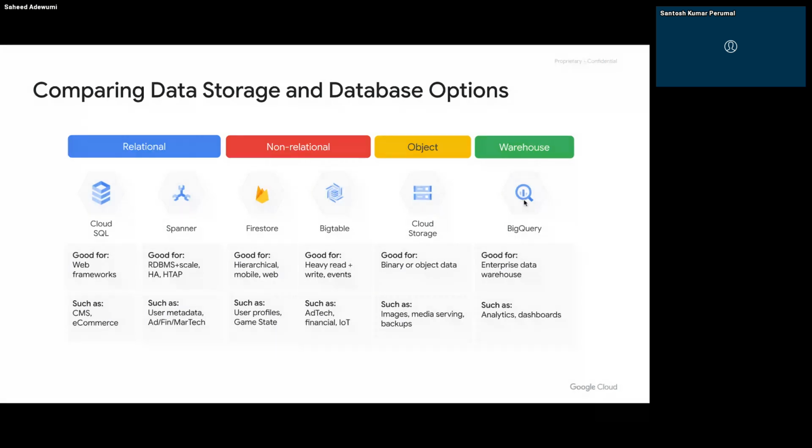So yeah, for the clouds, they have it in a group format, whereby Cloud SQL is for the web framework, whereby you can link it with your application for fetching of data. A good example is e-commerce. Spanner is used for a huge amount of data.